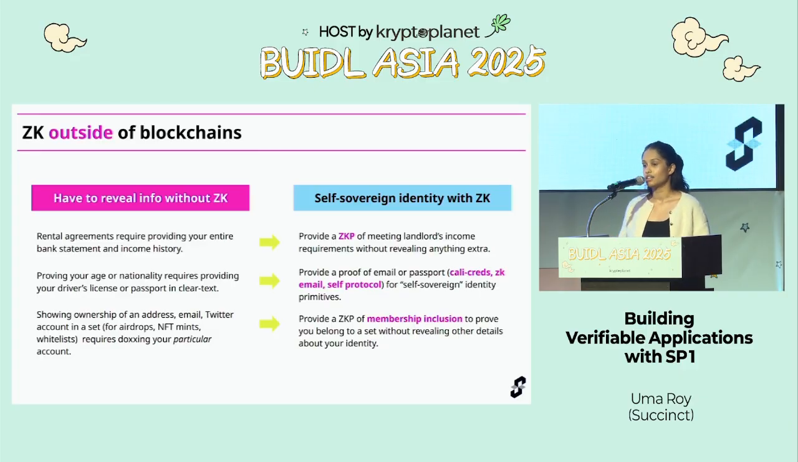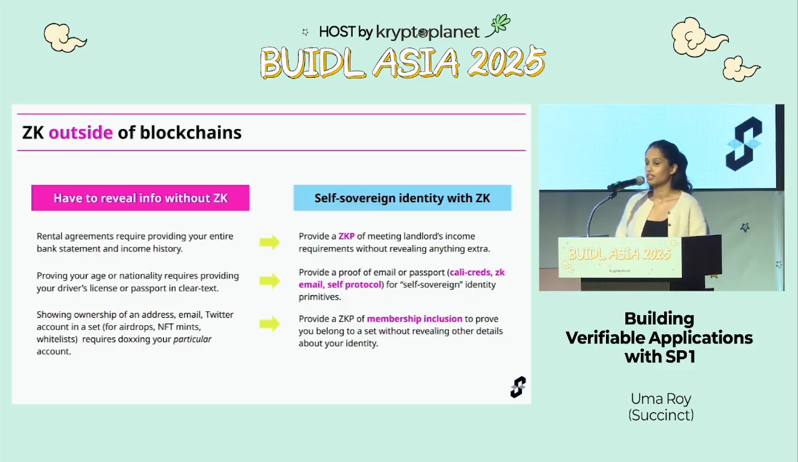Today, at least in America, if you want to rent a house, you usually have to provide your entire bank statement and income history to prove to your landlord that you have enough funds to cover the rent. In a world with ZK, you could imagine instead providing a ZK proof of meeting your landlord's income requirements without revealing anything extra, which is a huge breakthrough in preserving privacy and keeping your identity credentials to yourself.